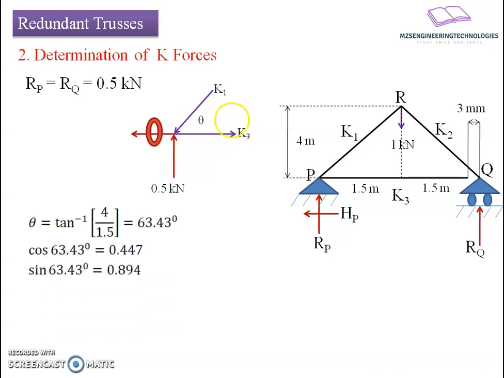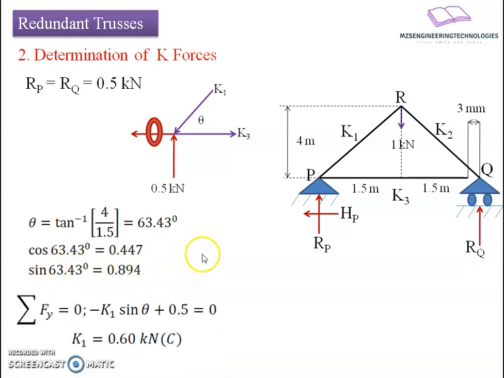Now we'll talk about the positioning of the inclined member with reference to the horizontal axis. From the geometry we can say theta equals tan inverse of 4 by 1.5, the vertical by the horizontal intercept, resulting in a value of 63.43 degrees. In the analysis we require sine and cos components, so I will immediately compute them. It comes to 0.447 in terms of cos and 0.894 in terms of sine.